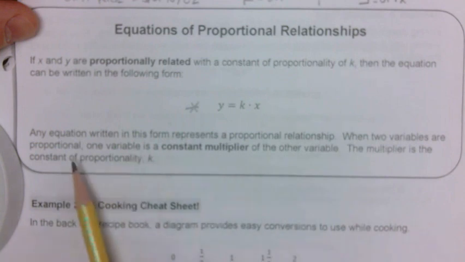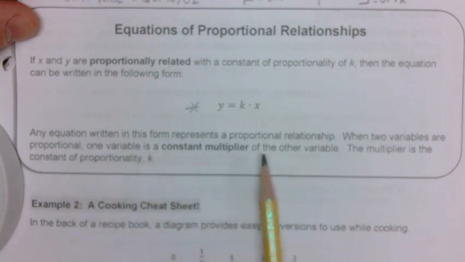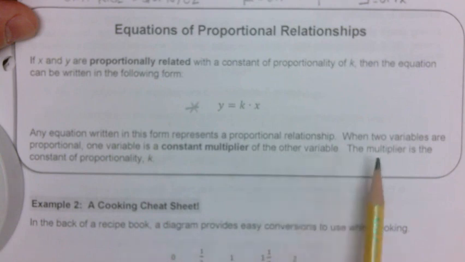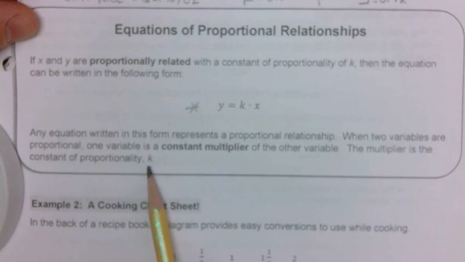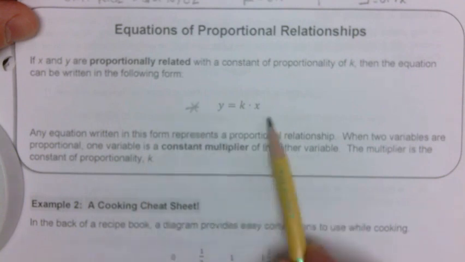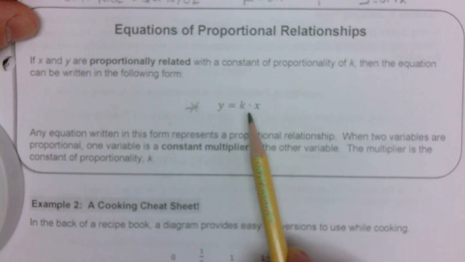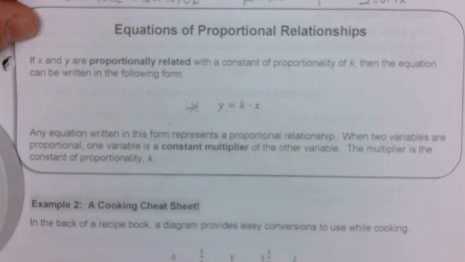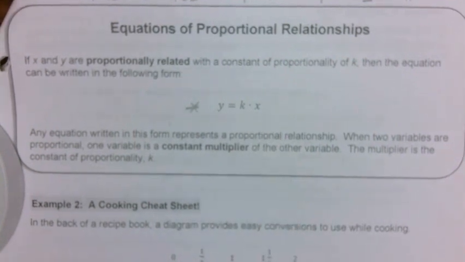When two variables are proportional, one variable is a constant multiplier of the other variable. The multiplier is the constant of proportionality, again, which is called k. So if you have an equation that looks like y equals k times x, you know that you are working with a proportional relationship.